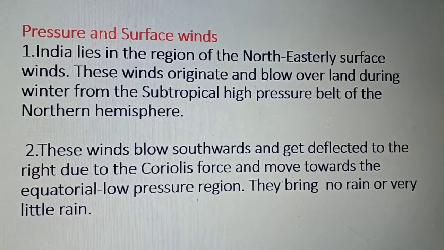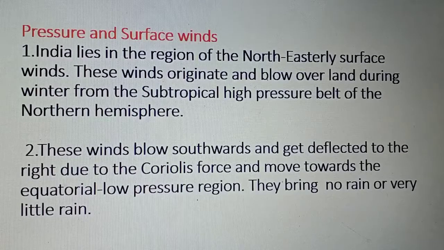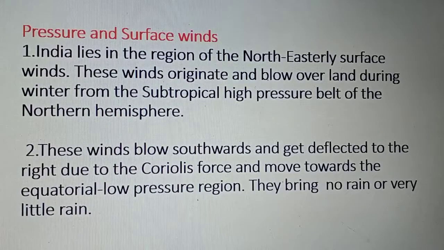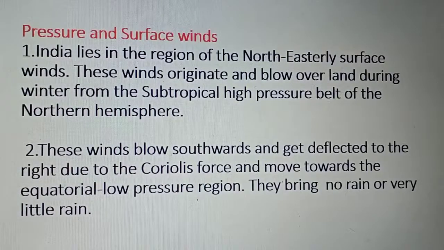Coriolis force means the force that originates when the earth rotates. They move towards the equatorial low pressure area. When winds come from the northeasterly parts, they create a low pressure region, because on the land they create low pressure, and this brings no rain or very little rain.